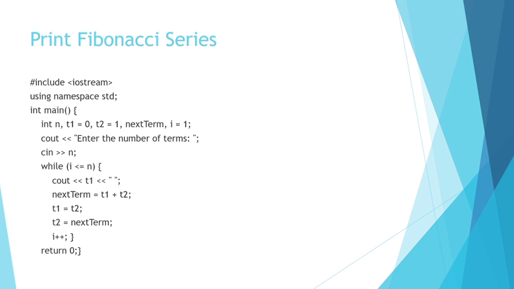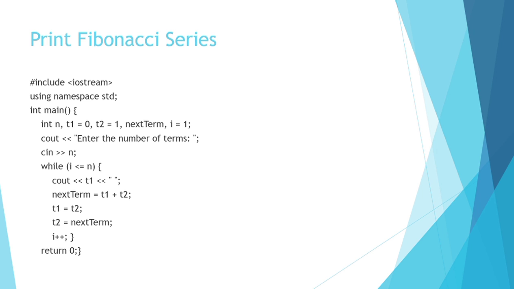Now, the variables t1 and t2 are updated for the next iteration. t1 is updated to the value of t2, the second term of the Fibonacci series. t2 is updated to next term, the sum of the previous two terms, which becomes the next term in the series. After printing and updating the Fibonacci terms, the counter i is incremented by 1. This keeps track of how many terms have been printed, and the loop will terminate once i exceeds n.